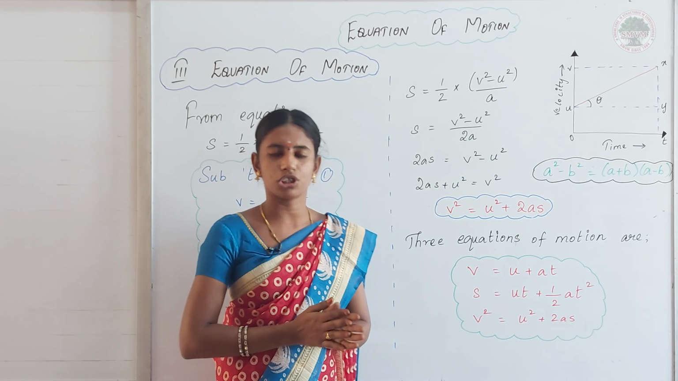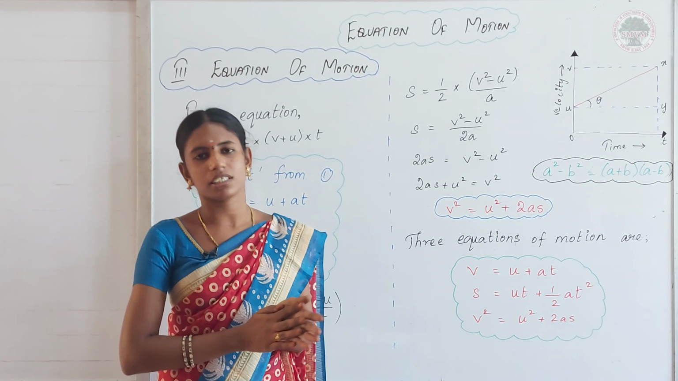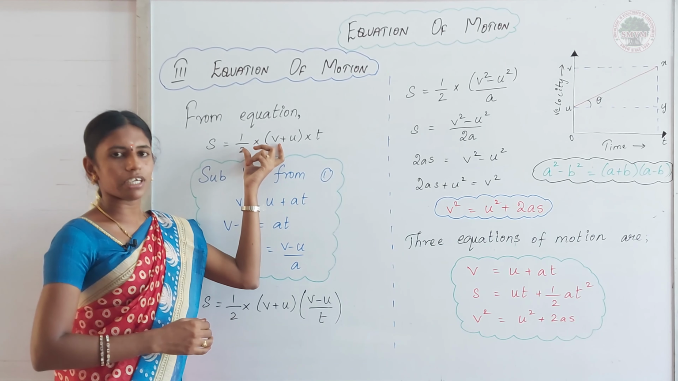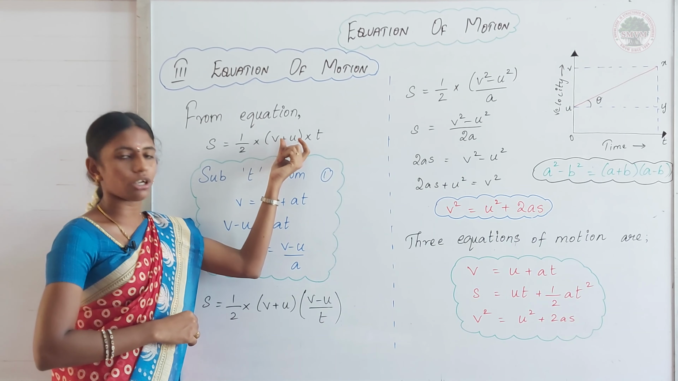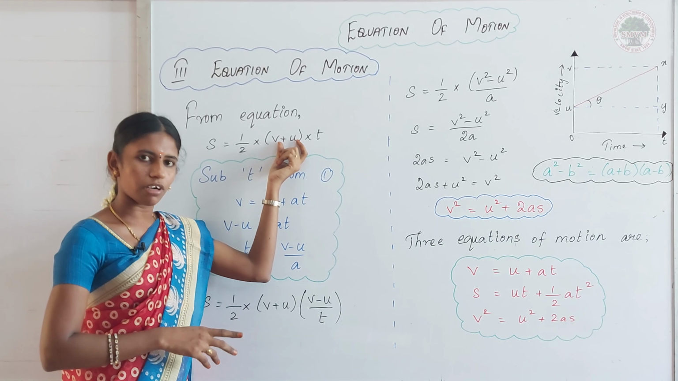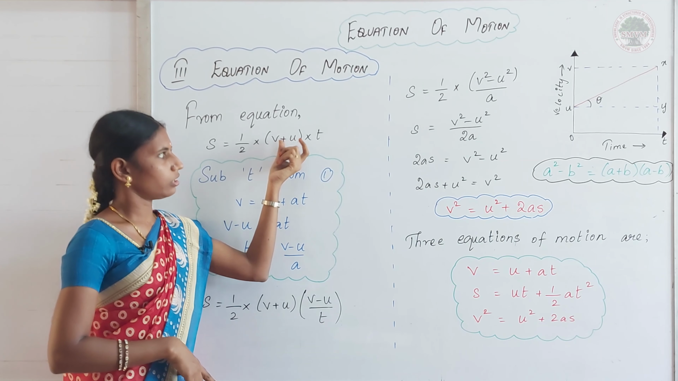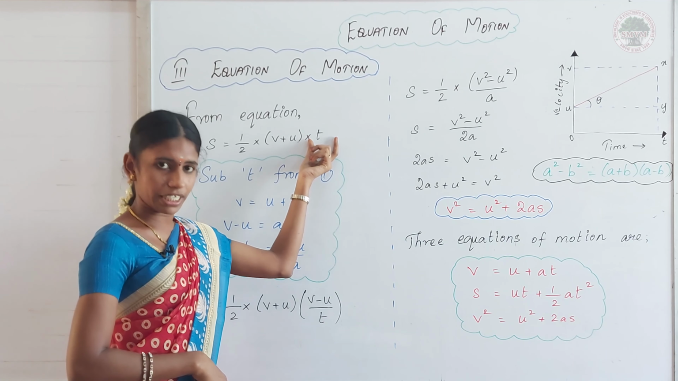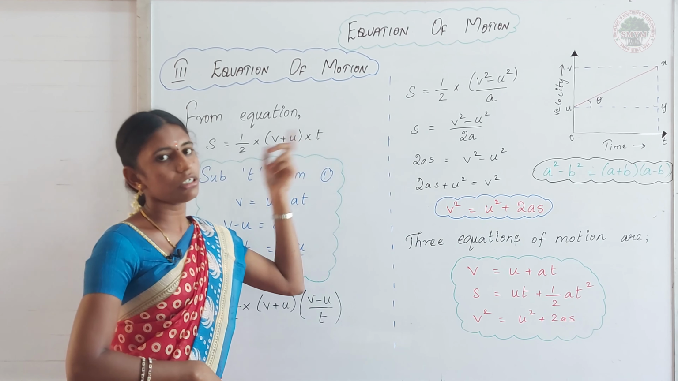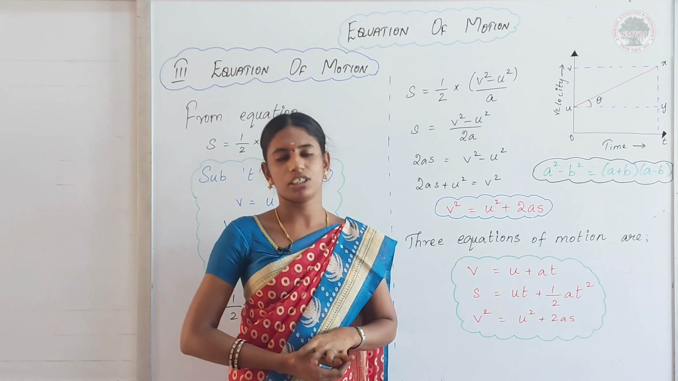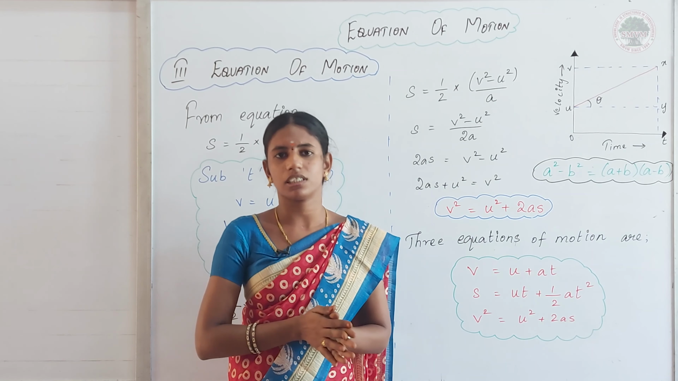equation of motion. Just a slight difference is, from this equation, if you substitute the value of U, you will get the second equation of motion. If you substitute the value of T from the first equation of motion, you get the third equation of motion. This is the slight difference, right?